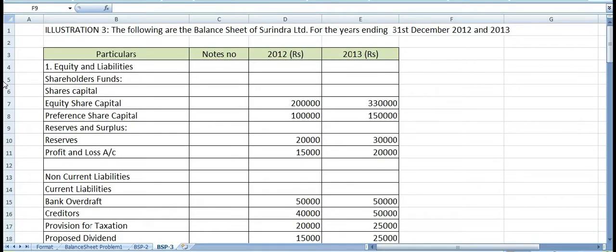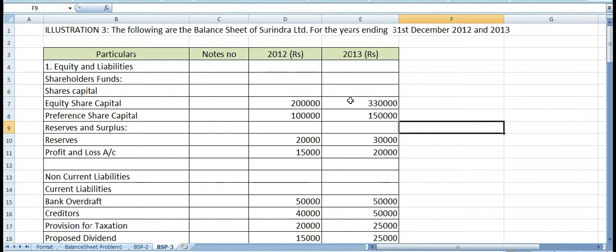Hello students, next we are going to see illustration number 3. This also we are going to find out the comparative analysis of balance sheet. In some problems we have to identify what are the items we have to post in equity, liabilities and then assets, and then we have to sum up and balance the equation, and then proceed with the analysis of comparative statements.